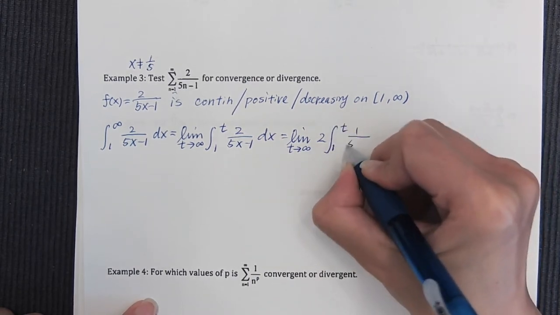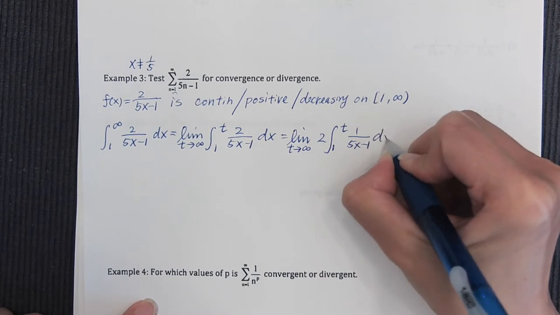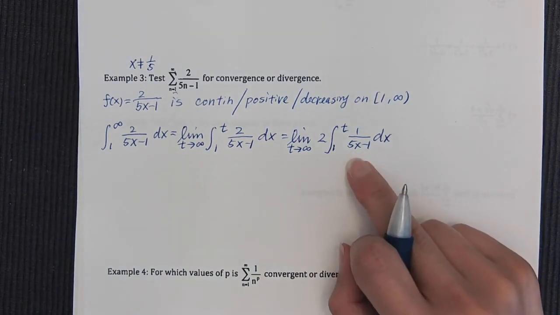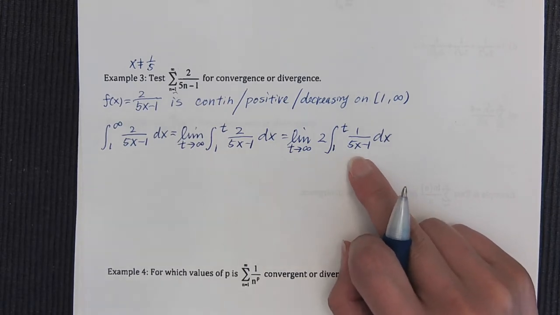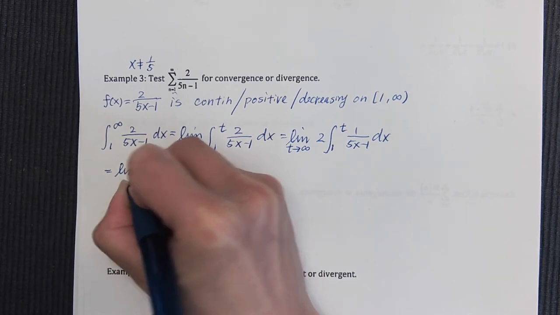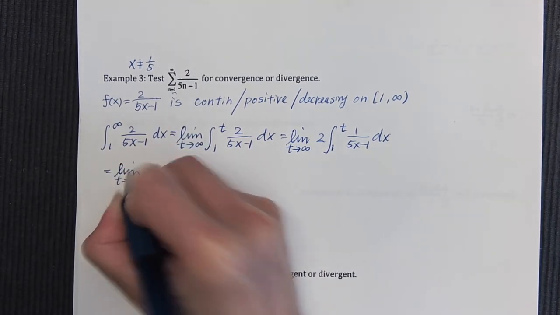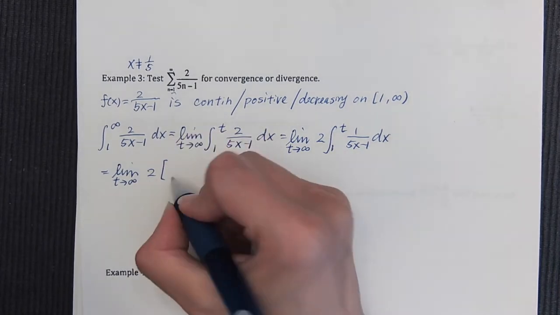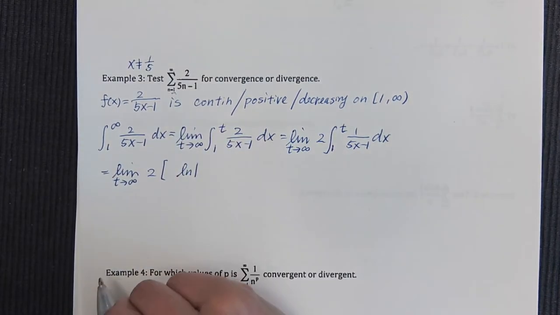But do you guys remember this integral? The tangent? No, tangent inverse is for x squared. Oh no, it's ln of 5x minus 1. That's right. Make sure you refresh that. Again, the limit has nothing to do with it right now, just leave it. The 2, again, nothing to do with it. This guy is the natural log.